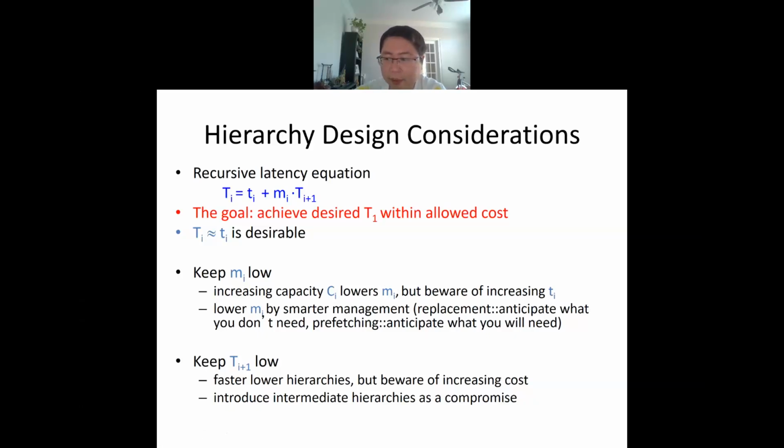So that's why it's better to have multiple levels in the cache. You don't want one level to be super large, so you'd better break that into multiple levels in the system.